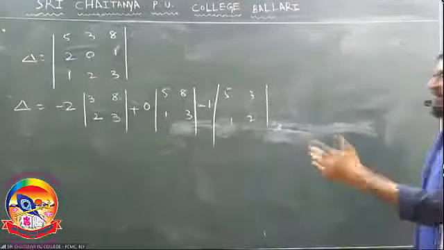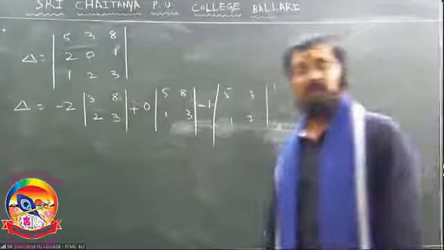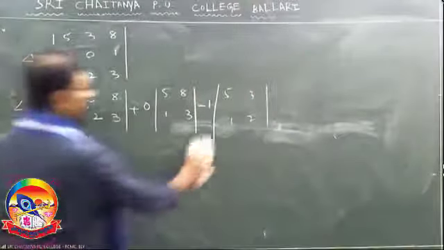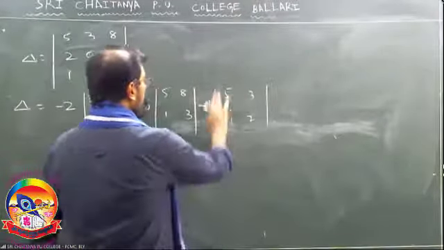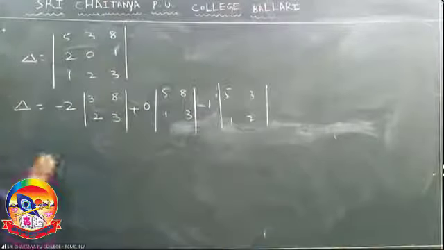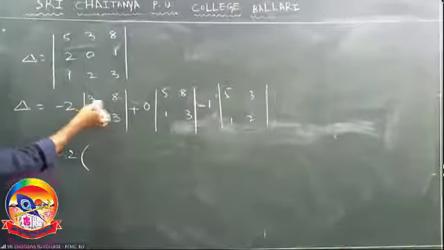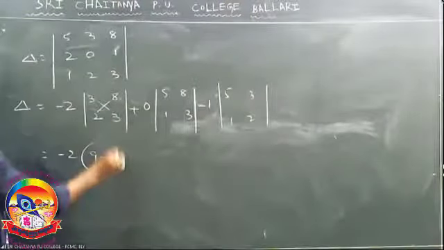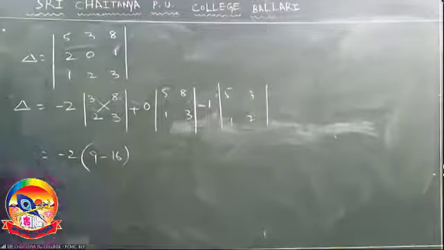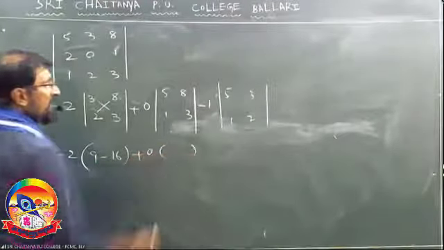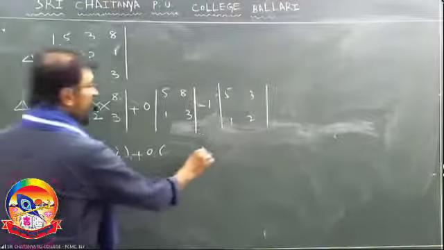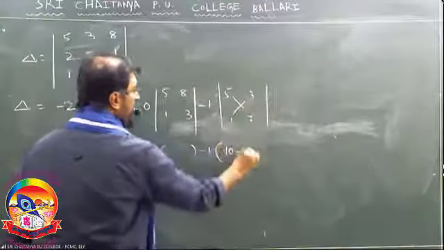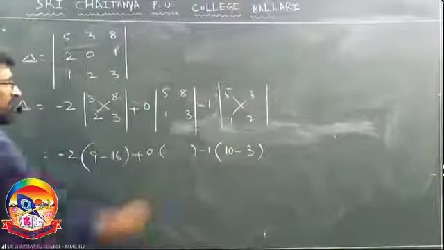Now simplify this one in the normal method, whatever the answer you got, take that down. I hope you understood this. Yes, observe. Minus 2 into (ad 9 minus bc 16). Plus 0 into anything is obviously 0, so ignore it. Minus 1 into 10. Minus 3.